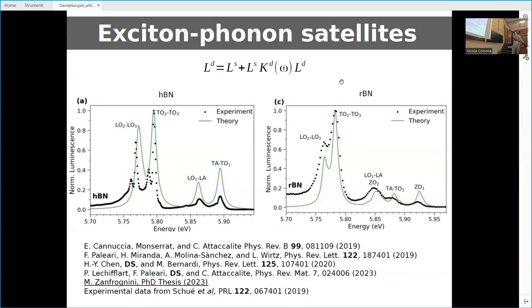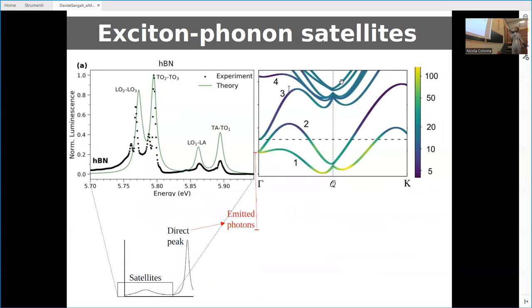But let's focus, for example, on boron nitride, and let's see what we are looking at here. Boron nitride has this excitonic dispersion. And then there is a direct peak, which is from the ground state to this gamma point, the zero momentum exciton, which can be seen in absorption. And that would be this direct peak.